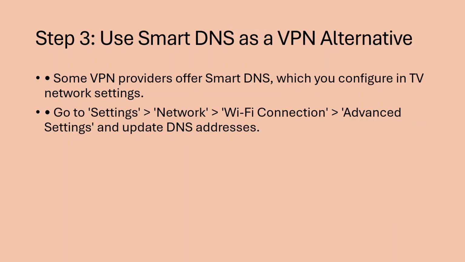Step 3. Use smart DNS as a VPN alternative. Some VPN providers offer smart DNS, which you can configure in TV network settings. Go to Settings, then Network, then Wi-Fi Connection, then Advanced Settings, and update your DNS addresses.